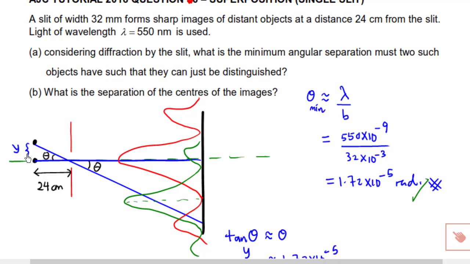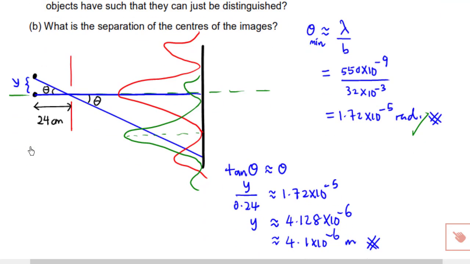All right, next they ask you what is the separation between the two objects. Now you need to understand this separation between the two objects can be governed by tangent theta. Tangent theta is y over 24. If the theta is small, and obviously we always do single slit diffraction, all the angles are considered small, so tangent theta is approximately theta. So tangent theta is y over 0.24. Theta is this number. You remember this theta must be in radian, okay? It cannot be in degree. So after that, you will get y as this.